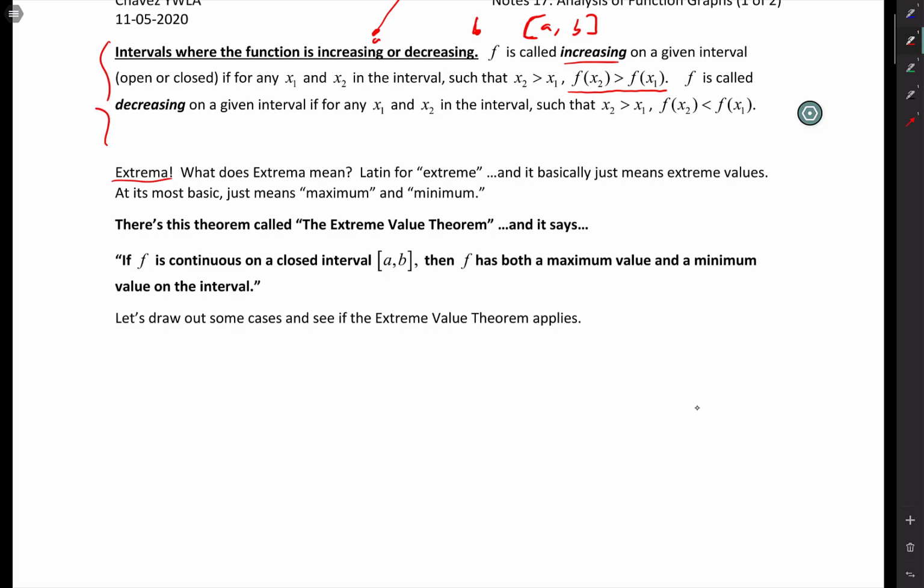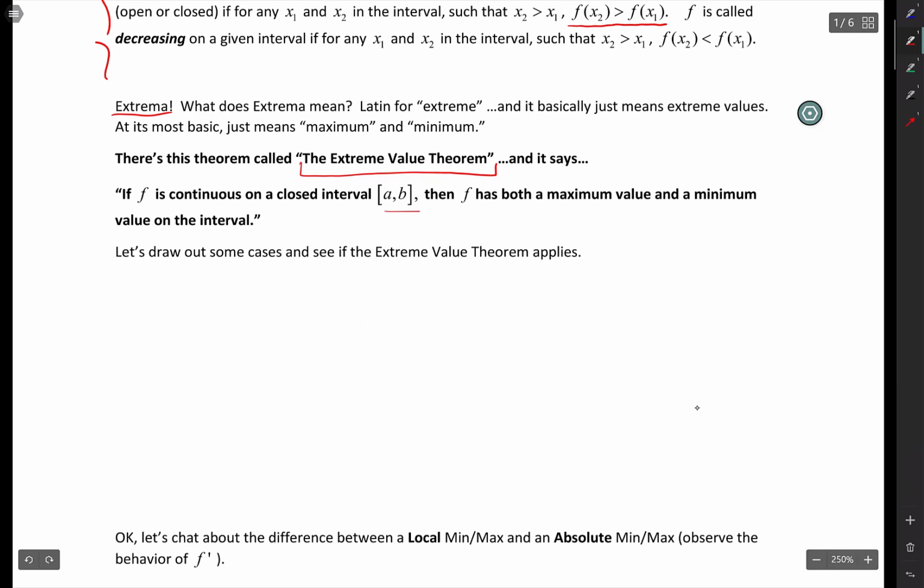All right, you might have heard of something called the extreme value theorem. Have you guys come across that yet? No? Okay, well, this is the first time. All right, so the extreme value theorem, this is what it says. If f is continuous on a closed interval a to b, then f has both a maximum value and a minimum value on that interval. So what does that mean? That means that if it's a closed interval, you definitely have a max, you definitely have a min. That's all it means.